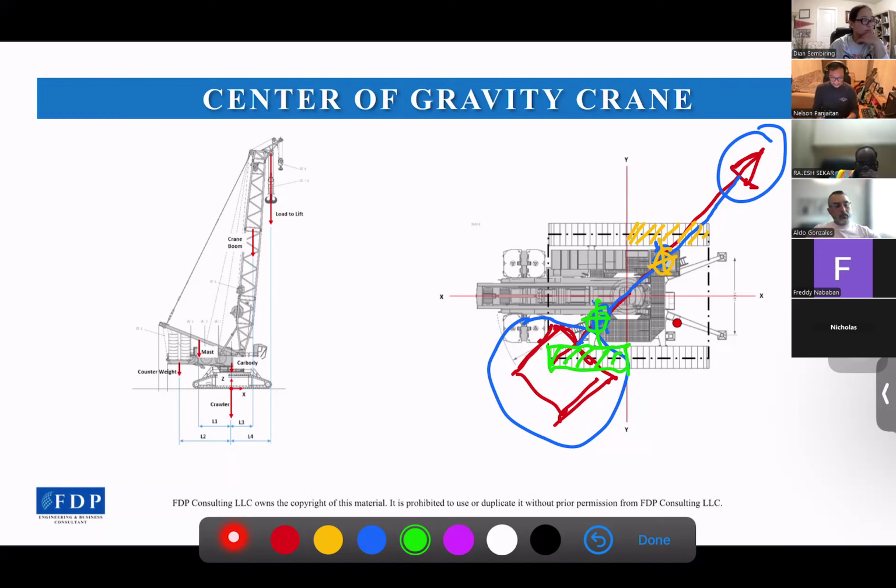If there is no load at the hook, then the COG is only affected by the counterweight, and for sure the COG will be behind the crane. So if there is no load here, then the COG will be here. And for sure, the maximum bearing pressure will be here.